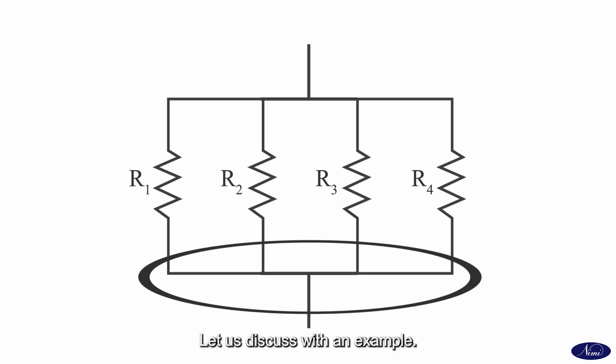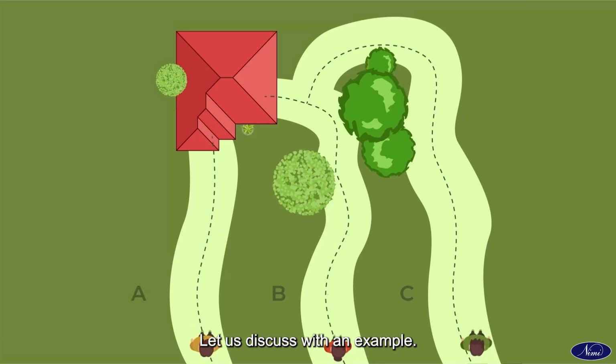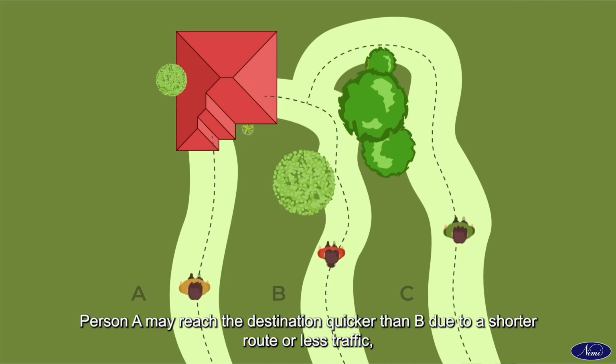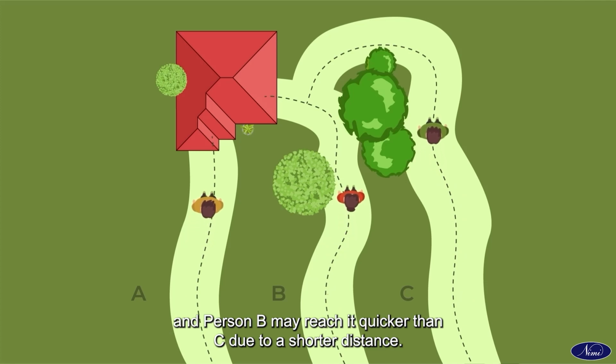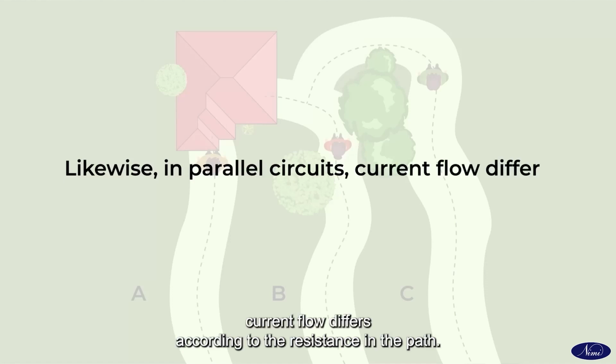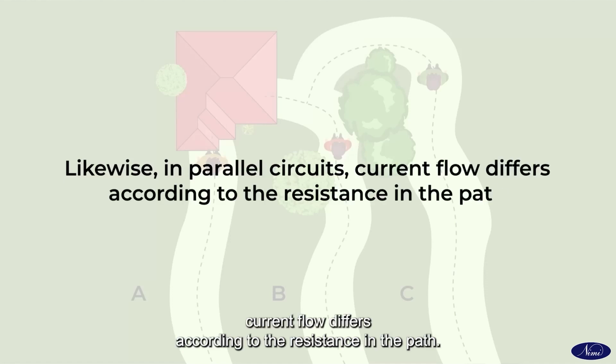Let us discuss with an example. Here, three people, A, B, and C, have three individual ways to reach the same destination. Person A may reach the destination quicker than B due to a shorter route or less traffic, and person B may reach it quicker than C due to a shorter distance. Likewise, in parallel circuits, current flow differs according to the resistance in the path.